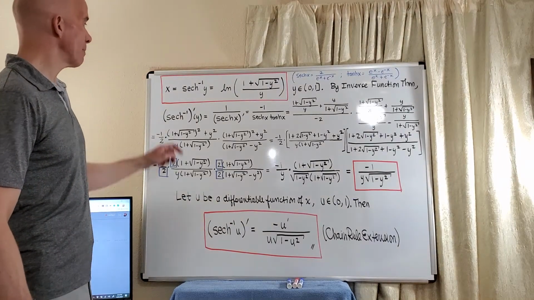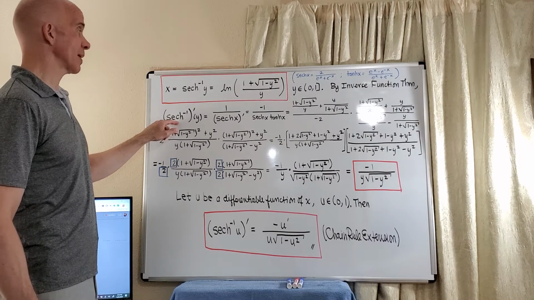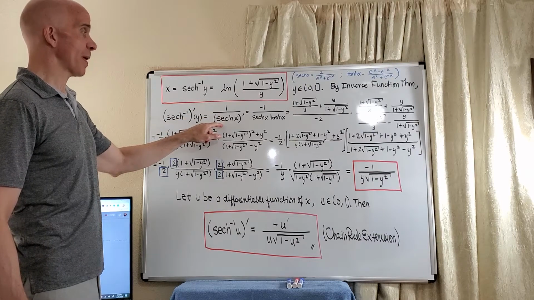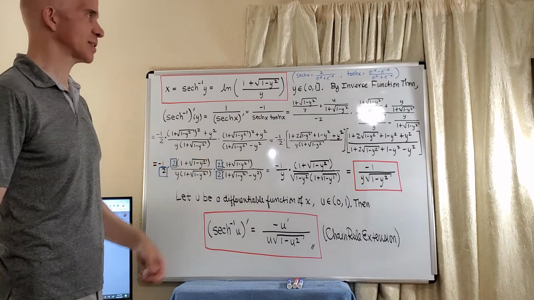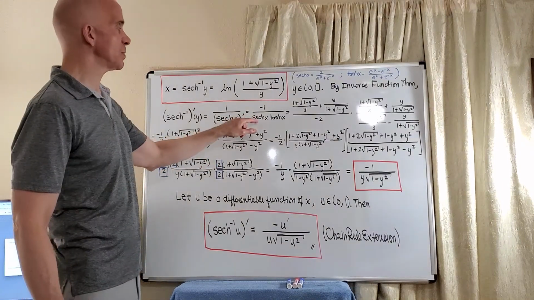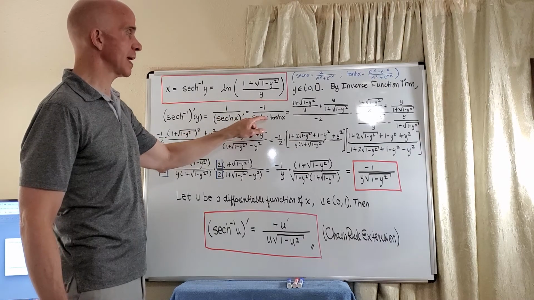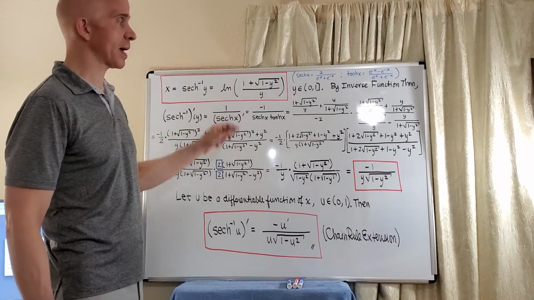So now, by the inverse function theorem, the derivative of the inverse hyperbolic secant evaluated at y is just 1 over the hyperbolic secant of x derivative. So it's easy to state, it's easy to remember. And we just computed this. This will be -1 over the hyperbolic secant times the hyperbolic tangent of x. We have our x in the red box up here.